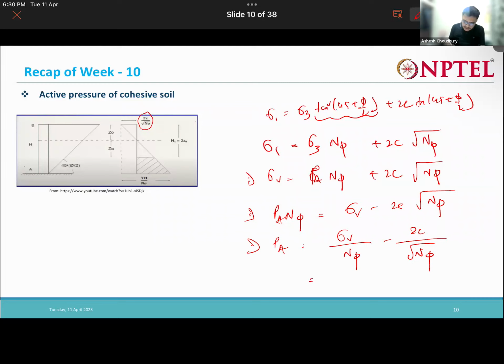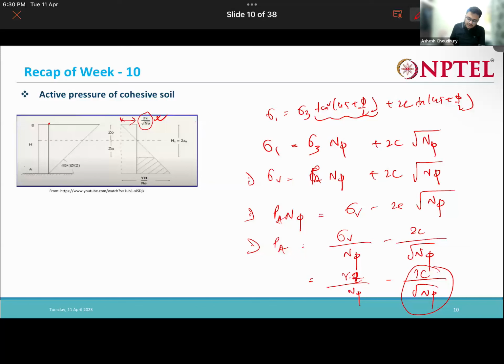And what is sigma V? Sigma V is nothing but gamma into height, so gamma into Z, you can write any height. Now say at Z equal to 0, at this point you are having some negative pressure acting. The tensile stress that will be acting is nothing but equal to 2C by root over N phi, which is shown here. Some negative stress will actually be acting.